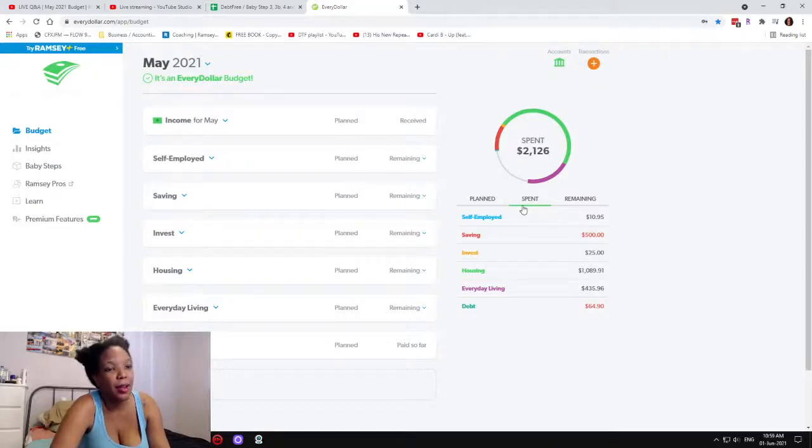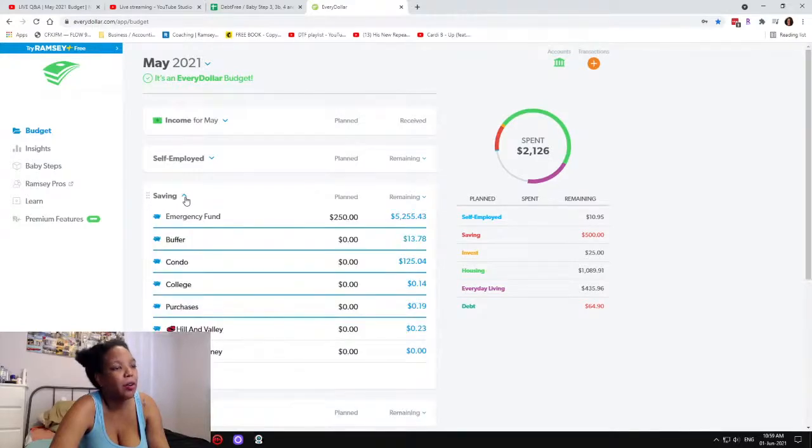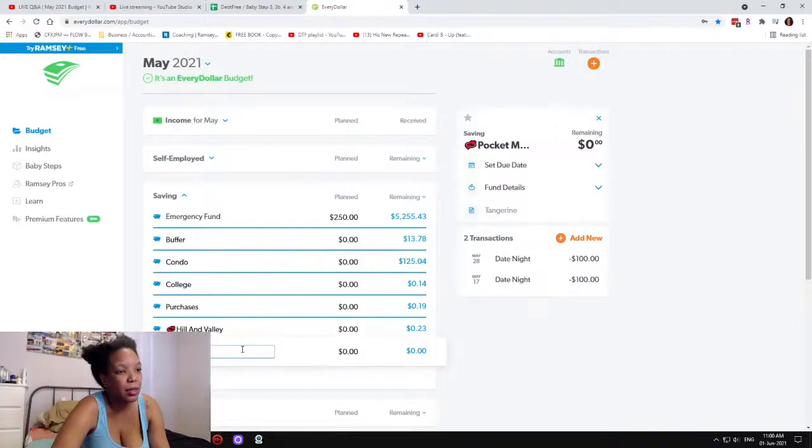In May, I spent $2,126, and I'm over budget in a few categories, I think. Actually, not really. I mean, one category for sure I'm over budget. Okay, so you see my savings here, they all correspond to a sinking fund. So these are all funds. If you're in Every Dollar and you use funds, this is what they look like. They keep track of the balance.